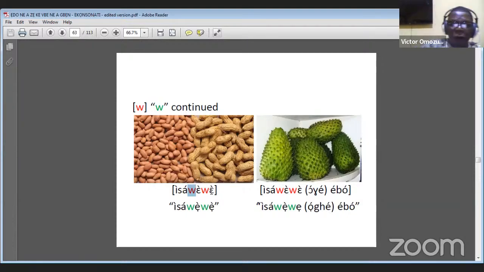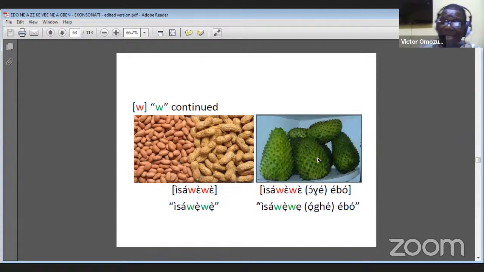Isaewe. And then, due to vowel assimilation, the e can be totally assimilated to a, and then you have Isawe, so that many young people will pronounce Isawe. So the root of the whole thing, the base form, is Isawewe. That is granite. And then Isawewe Ebo. This is another fruit, a very delicious fruit. Many of you would have eaten it.